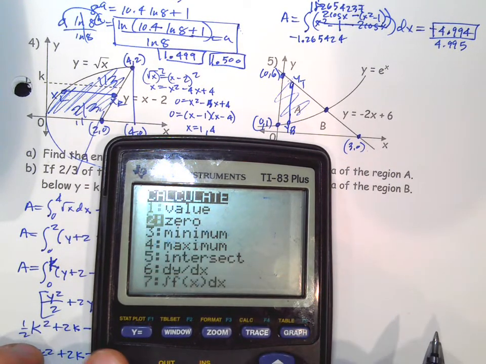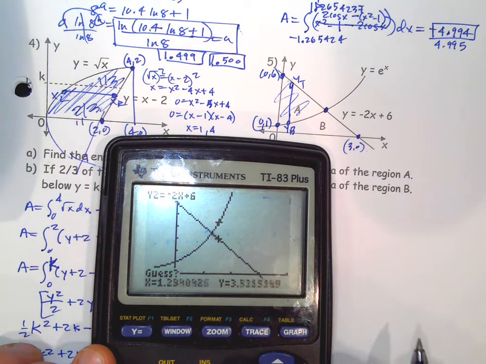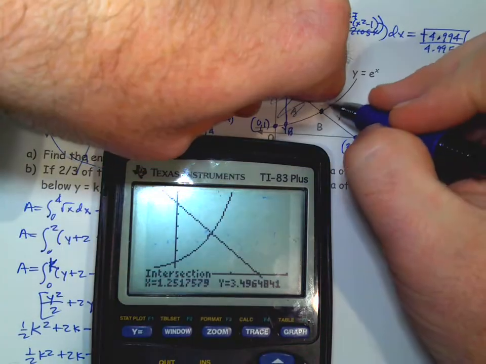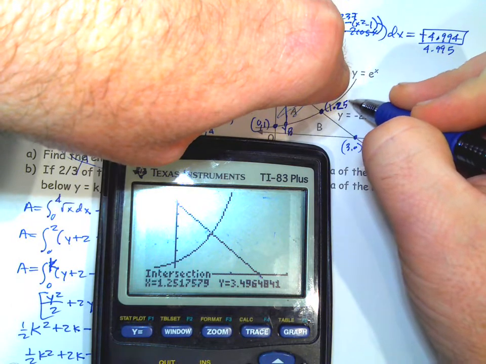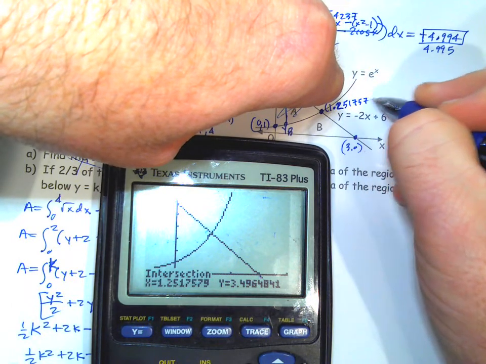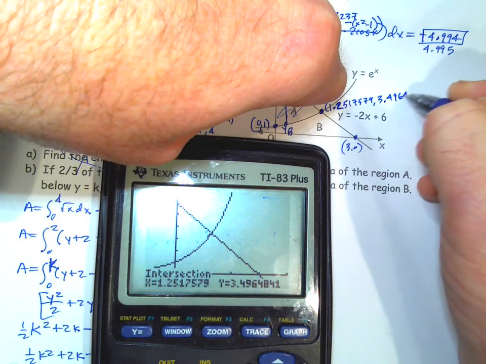Second calc, intersect, first curve, second curve, guess. There it is. I'm going to put it on the graph. 1.2517579, comma 3.4964841.